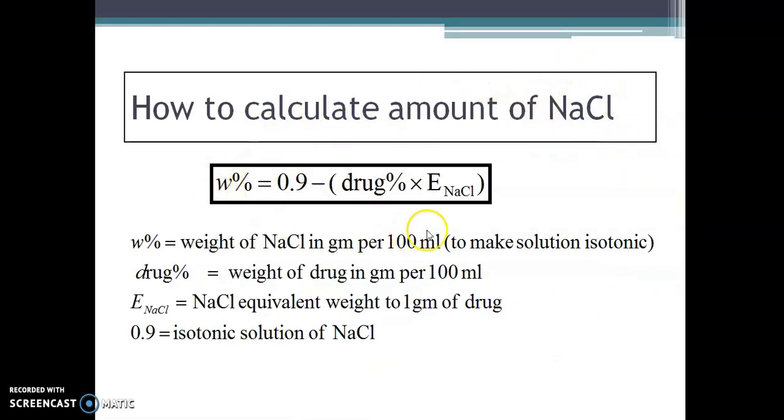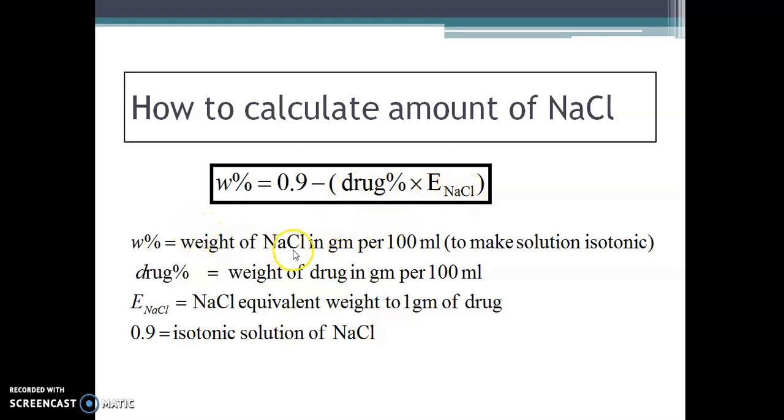After that, the second step is how to calculate the amount of sodium chloride. The formula used for the calculation of sodium chloride, in terms of weight, is: W percent is equal to 0.9 minus drug percent multiplied by the equivalent of sodium chloride.